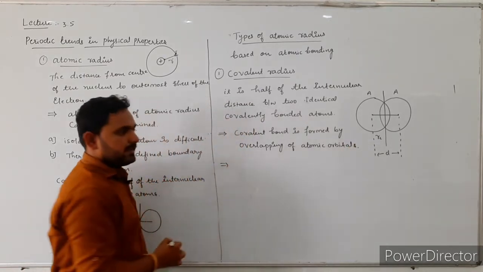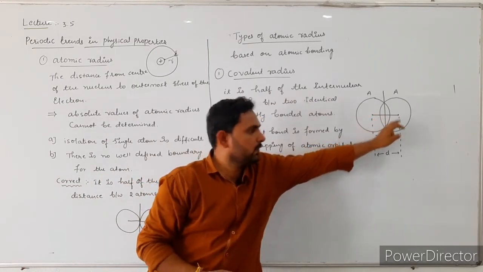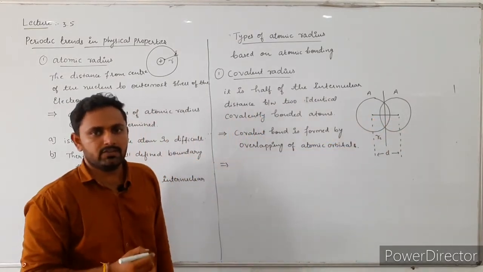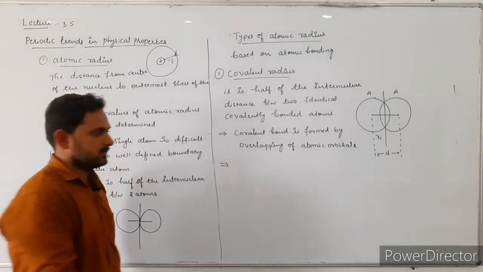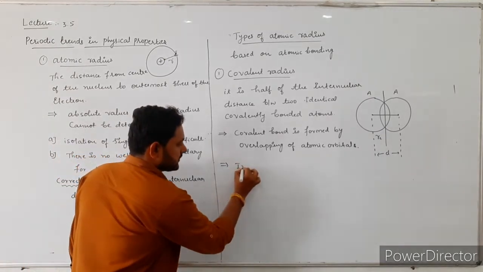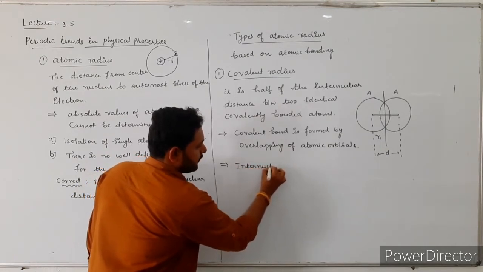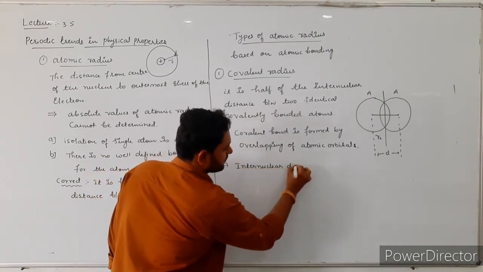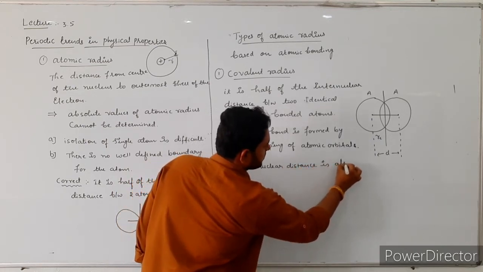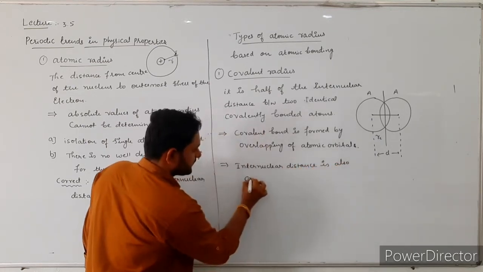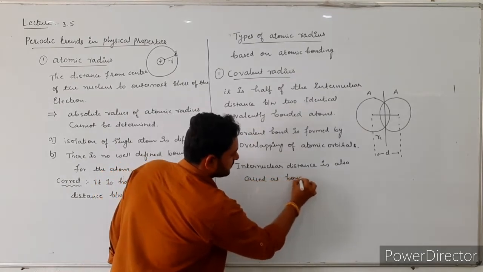Next, the internuclear distance. The distance between two nuclei is called internuclear distance. Internuclear distance is also called bond length.